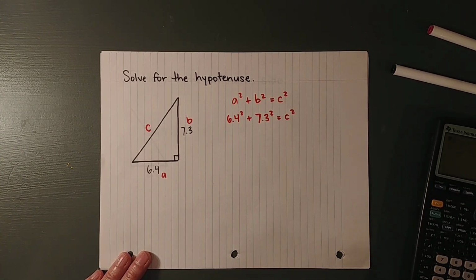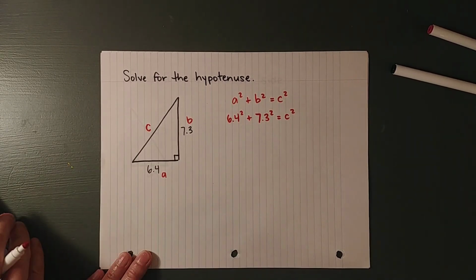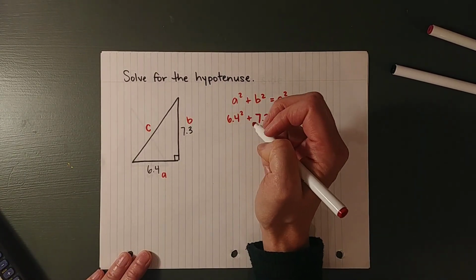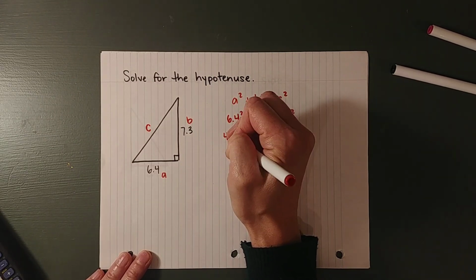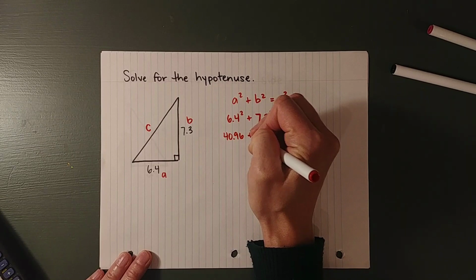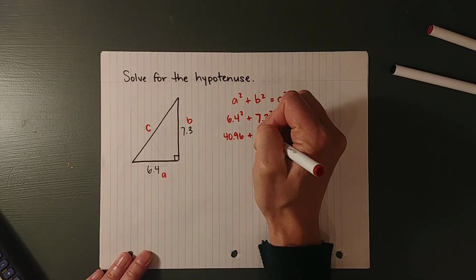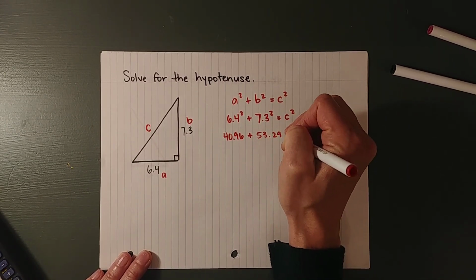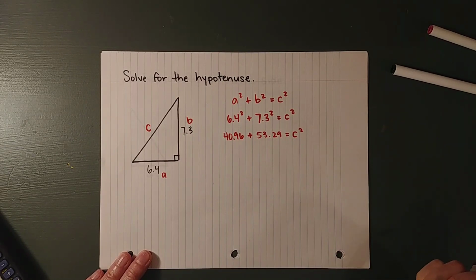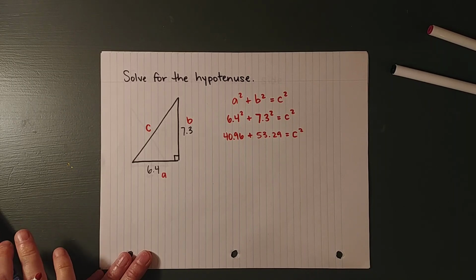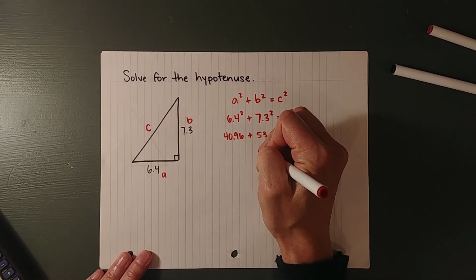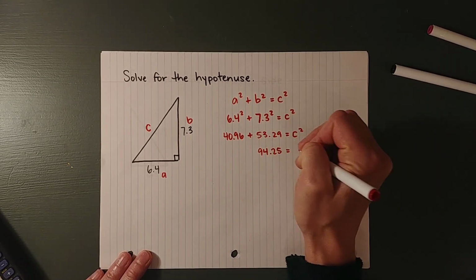And we're going to calculate these numbers. Remember that when you're squaring a number, you're multiplying it by itself. You can either use your squared button on your calculator, or you can take 6.4 and multiply it by 6.4. In this case, it gives you 40.96 plus 7.3 squared, which gives you 53.29. And it's equal to c squared. Again, we don't know the value for c, so we're leaving it as a variable. And when we add these two values together, it gives us 94.25 is equal to c squared.